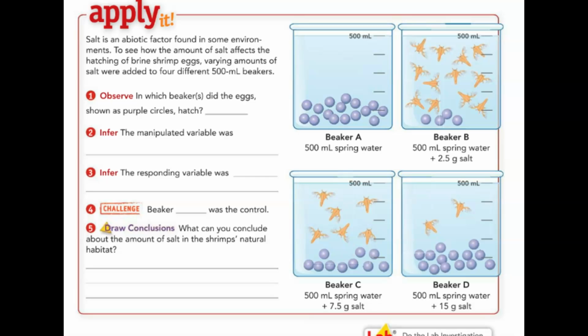Apply it! Salt is an abiotic factor found in some environments. To see how the amount of salt affects the hatching of brine shrimp eggs, varying amounts of salt were added to 4 different 500 milliliter beakers. We have our first beaker, beaker A, that has just 500 milliliters of spring water.